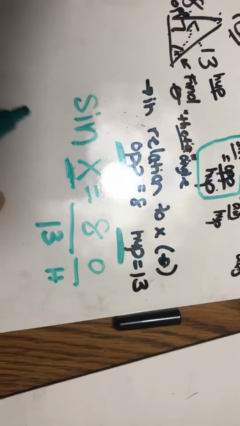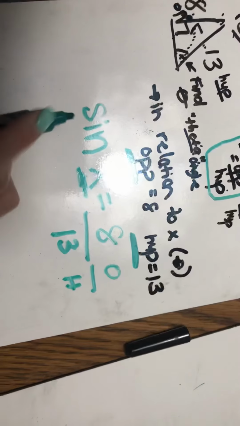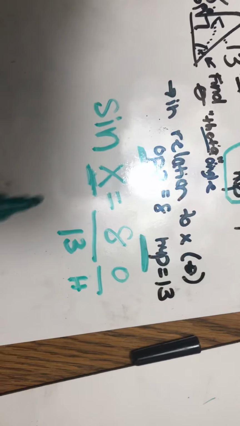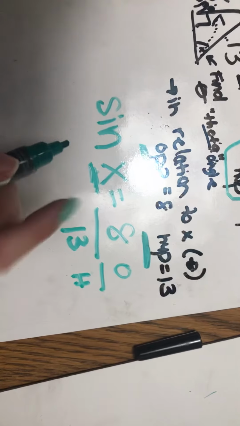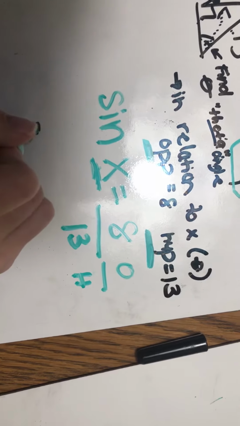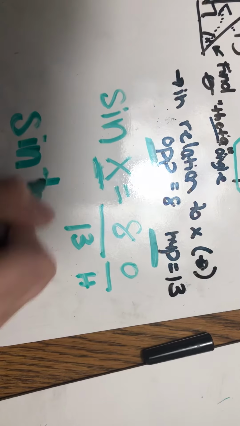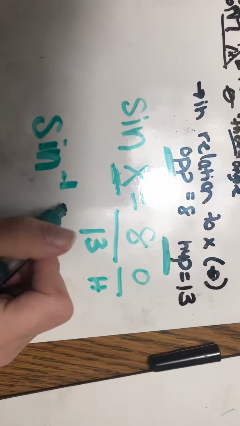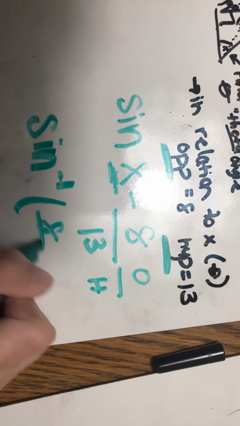Now that you have your ratio, you still haven't found x, right? What is this number? It's not 8 over 13. This is telling me the sine of the angle is 8 over 13. In order to find the angle value, this is what you're going to do. You're basically taking the inverse of sine, which is sine to the -1 of 8 over 13.